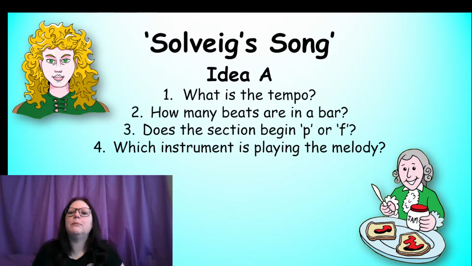And which instrument is playing the melody? The instrument playing the melody is the violin. It's actually the first violin section that are playing the melody. So the second violins, the violas, the cello, and double bass sections are providing the accompaniment, along with some flute, clarinet, and a horn in there as well. But it's the violin that is playing the tune. So that's our section A.